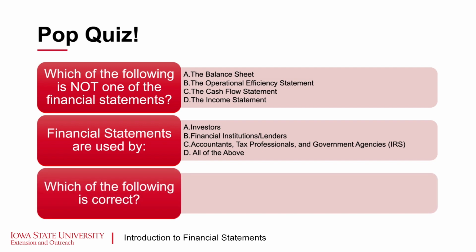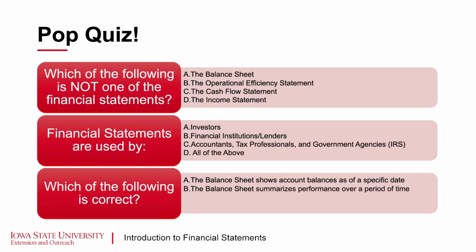Which of the following is correct? A, the balance sheet shows account balances as of a specific date. B, the balance sheet summarizes performance over a period of time. Or C, the balance sheet shows income for a specific date. Or D, the balance sheet looks at cash flow over a period of time. If you need extra time to determine each answer, feel free to pause the video now. We will show the answers in just a few seconds.